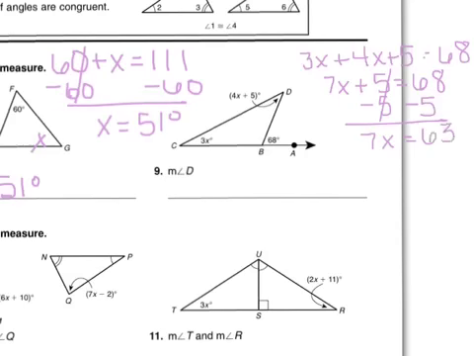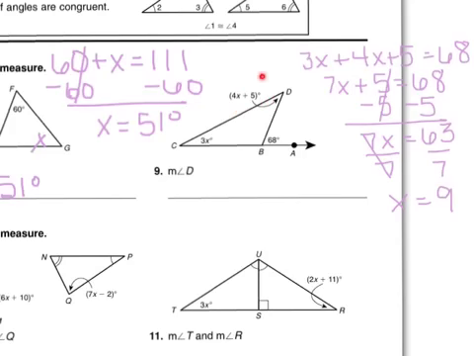And then what do I do with it from here? I'm just solving an equation. 63 divided by 7. X equals 9. Now, did the question say what x equals? What does the question want? It wants what angle D equals.